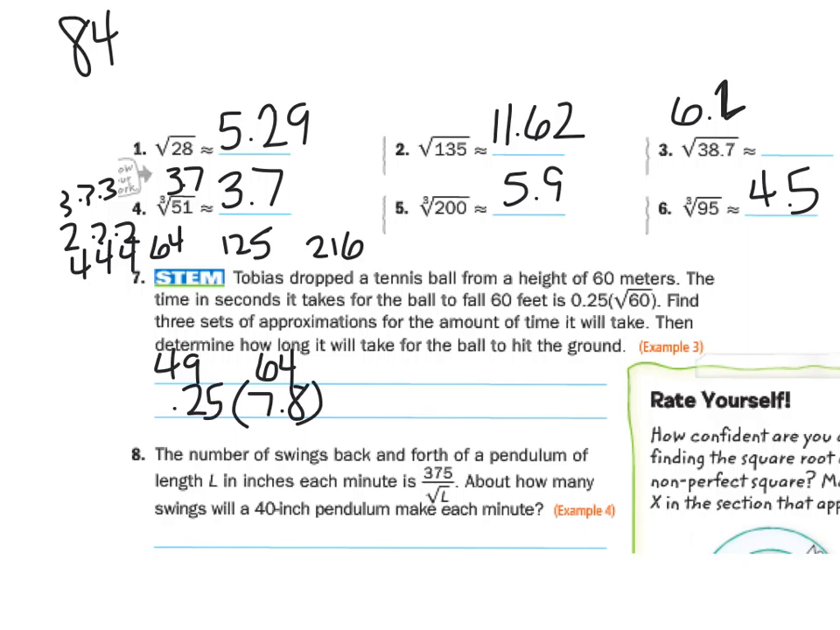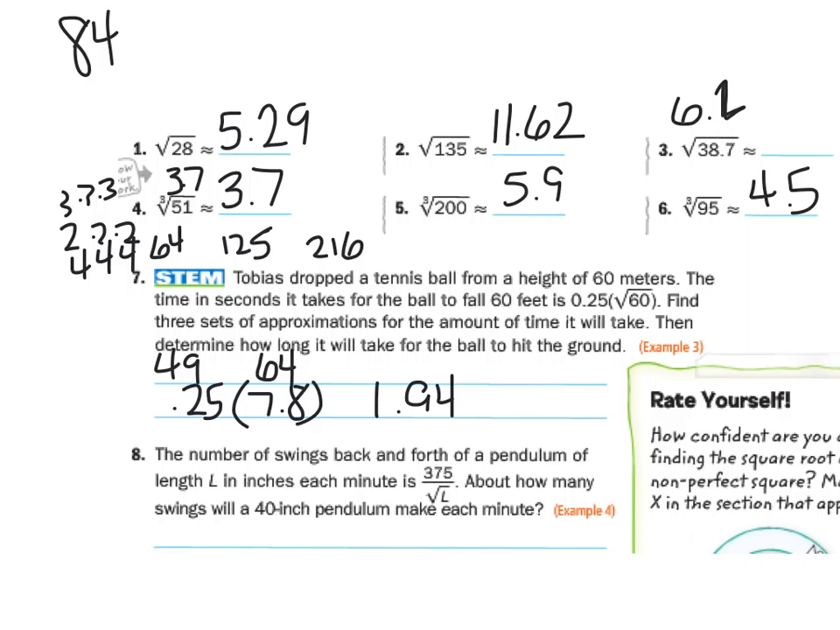And let's see how well I did. I'm just going to put in square root of 60, see what it is. It is 7.75. And so if I multiply that times 0.25, I'm going to get 1.94. I hope this is working. I hit the wrong button. 1.94 seconds. So that's pretty good.